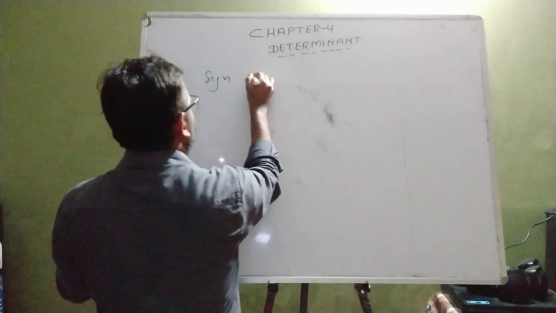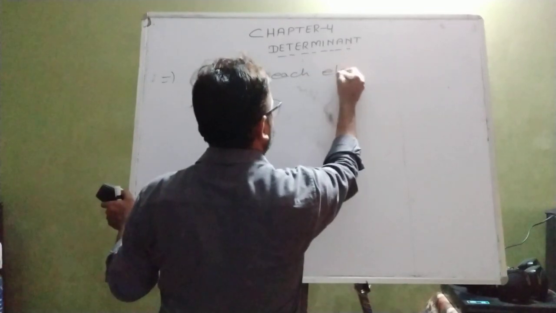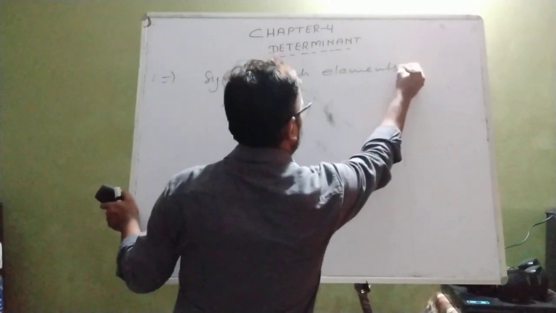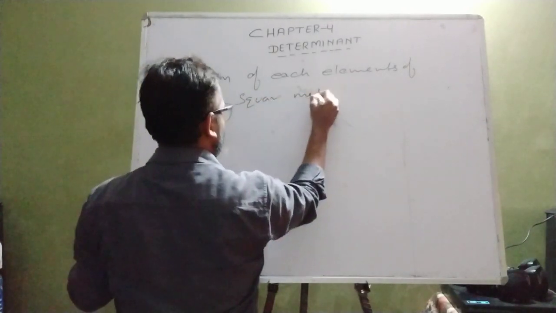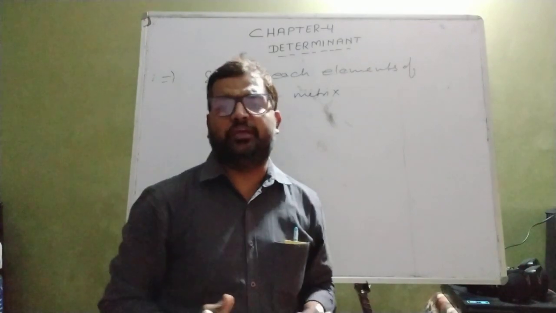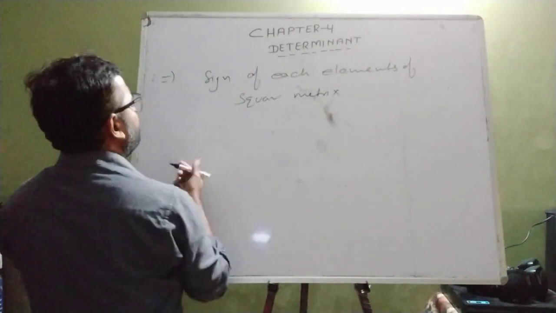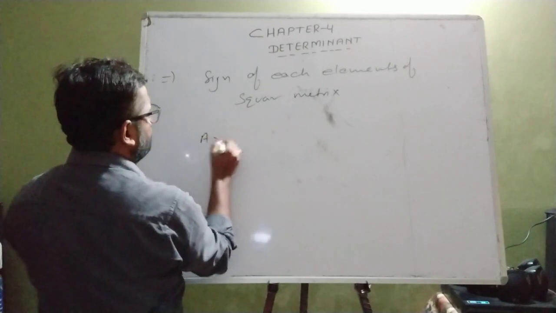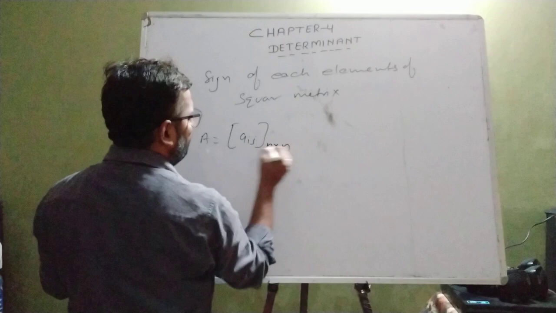Next point is sign of each element of a square matrix. Sign of each element of a square matrix, what does it mean here? Suppose A is equal to a square matrix of order n, n by n.